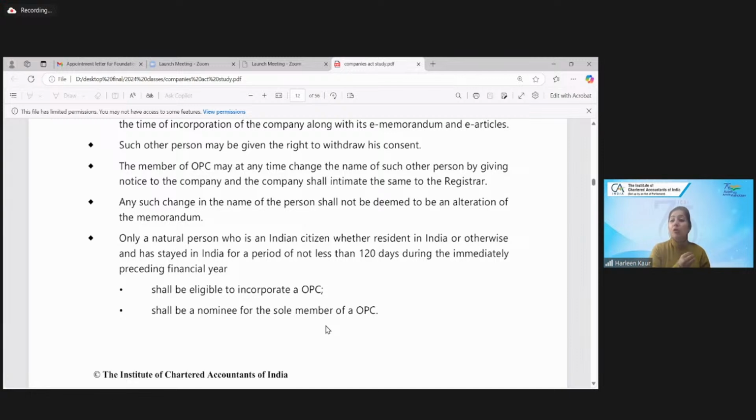So if Mr. B also stayed in India for 80 days, can he become the nominee of OPC? Mr. B stayed in India for 80 days only. The rest of the days he was traveling to Singapore, Dubai, America. He was not in India for more than 80 days. Can he become the nominee of the OPC? Yes, ma'am. No, ma'am. And why, ma'am?